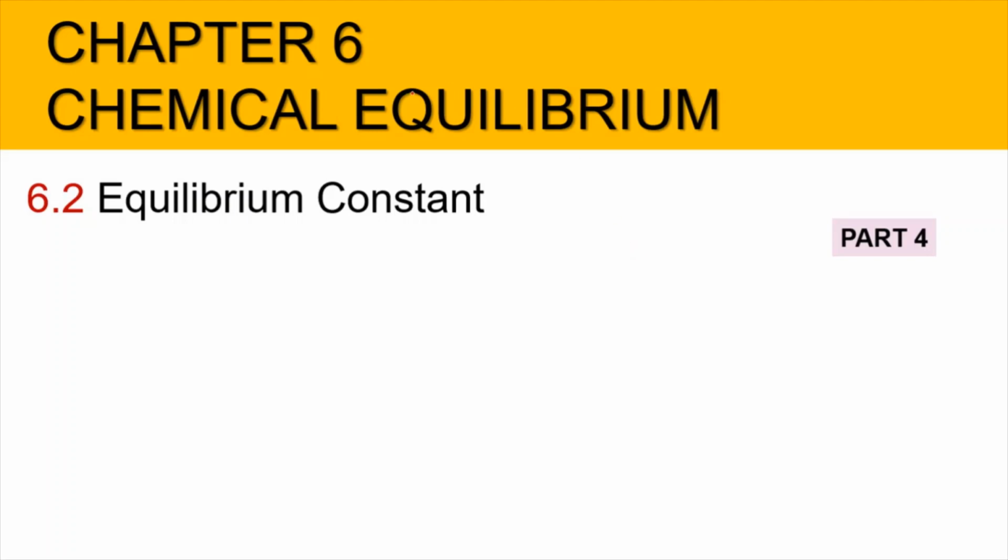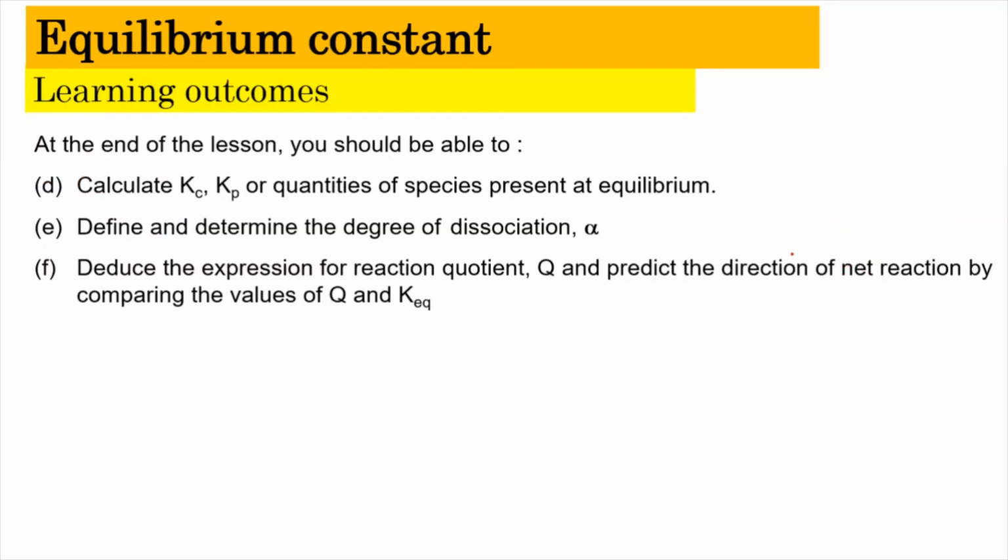So now we're going to do chapter 6, chemical equilibrium. And now we're going to focus on the subtopic of 6.2 equilibrium constant, part 4 of the video. So in this video, we're going to learn about the definition as well as the determination for the degree of dissociation alpha. And next, we're going to deduce the expression for the reaction quotient and predict the direction of net reaction by comparing the values of Q, which is our reaction quotient, with the equilibrium constant.